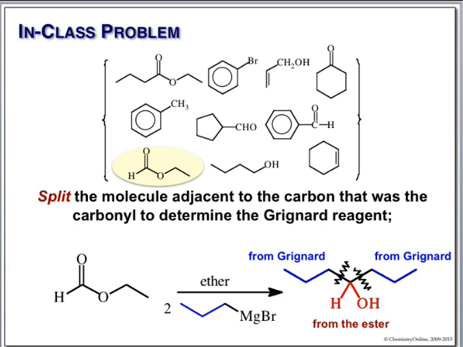Any questions? This is the one exception in an ester synthesis where we can make a secondary alcohol from a Grignard. And again, that's because the hydrogen survives, there it is, and we add 2 moles of our Grignard.